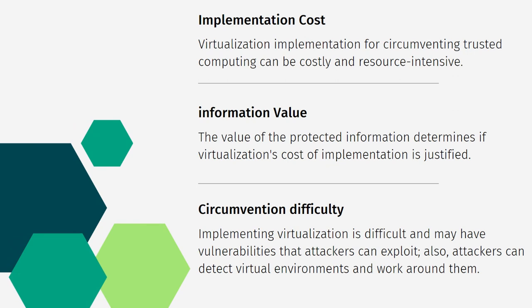Implementation cost. Virtualization implementation for circumventing trusted computing can be cost and resource intensive. Information value. The value of the protected information determines if virtualization's cost of implementation is justified. Circumvention difficulty. Circumventing virtualization is difficult and may have vulnerabilities that attackers can exploit. Also, attackers can detect virtual environments and work around them.